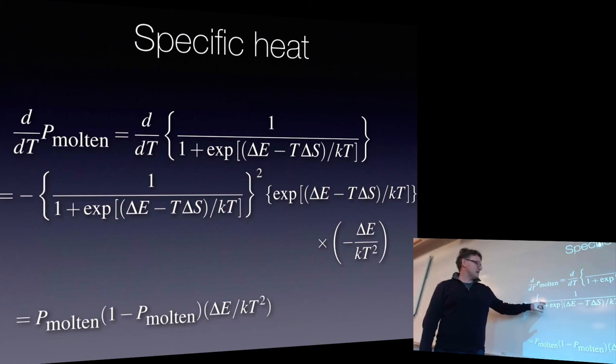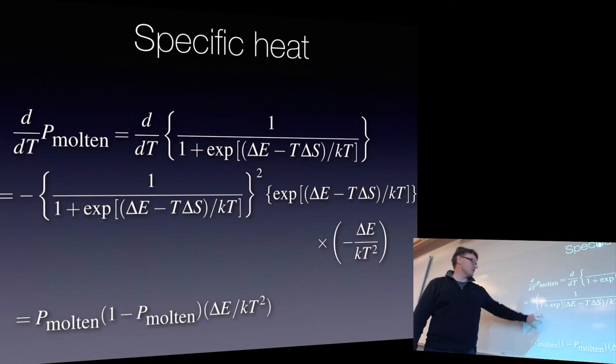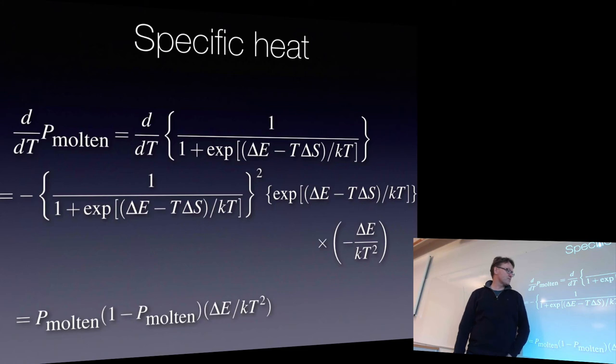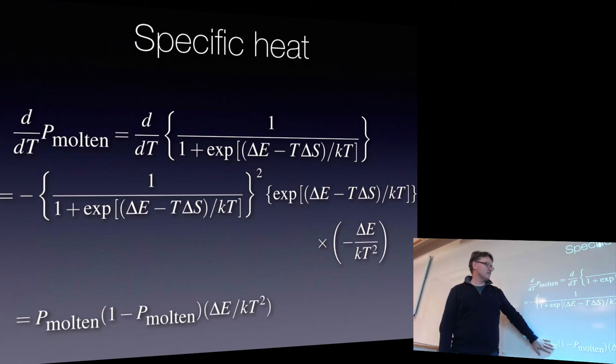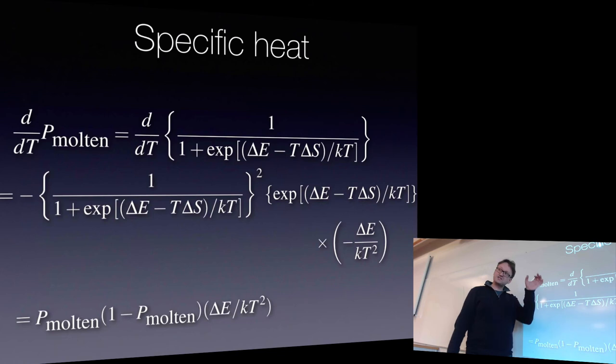And you can translate that back, instead of having these large expressions, you can notice that that corresponds to the molten probability we had 2 slides ago. So now we can formulate the derivative. On the one hand, it's the probability of the protein being molten, and on the other hand, it's the fraction we saw in this curve.